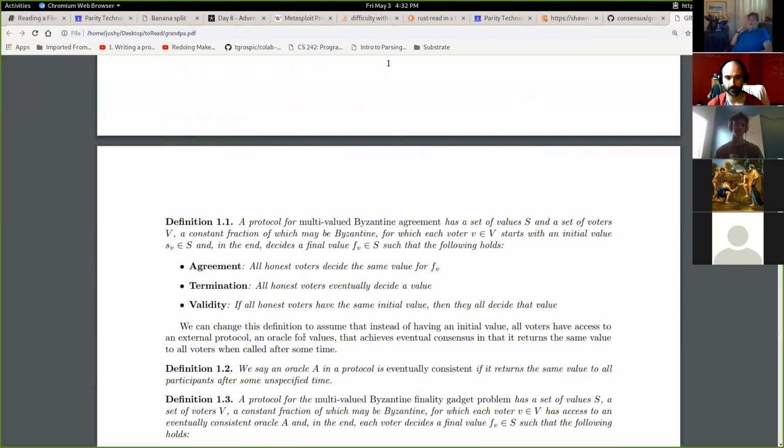Okay, we can change this definition to assume that instead of having an initial value, all voters have access to an external protocol, an oracle of values that achieves eventual consensus in that it returns the same value to all voters when called after some time. So that almost sounds to me like whatever this oracle is, if we call it and call it and call it, it might oscillate and kind of change its mind at the beginning, but then eventually it stabilizes.